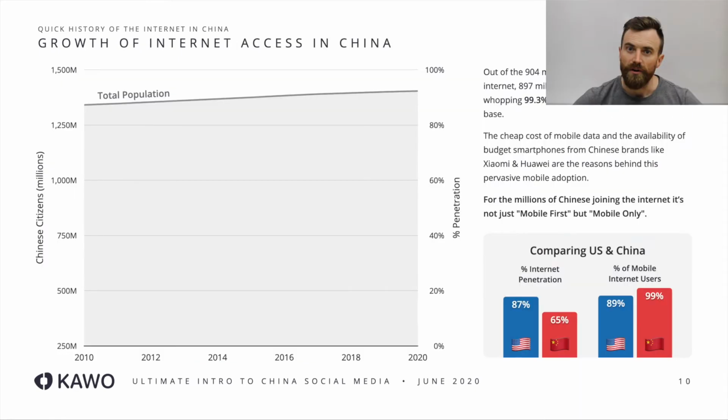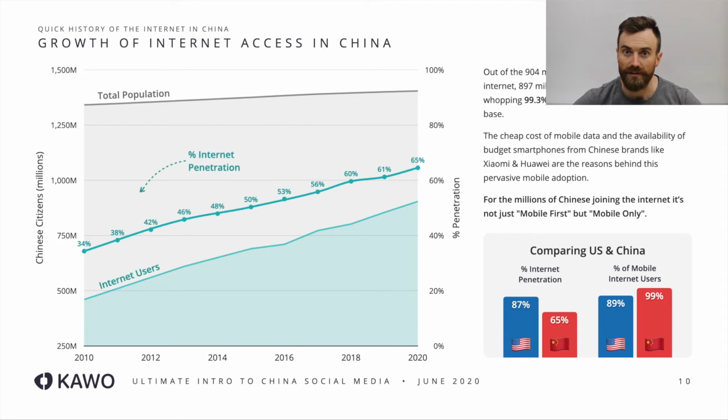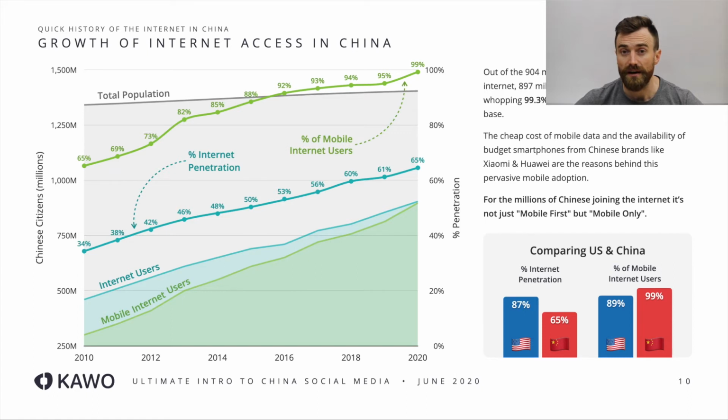And this has allowed them to be one of the very few social networks from the West that is still available in China. Okay, so the penetration of the internet in China has grown hugely over the last 10 years, from 34% all the way up to 65%. While it still lags behind many Western countries, in this case we can see behind the US at 87% internet penetration, what is truly unique about China is the fact that the mobile penetration is so high. 99% of people use the internet on a mobile phone.